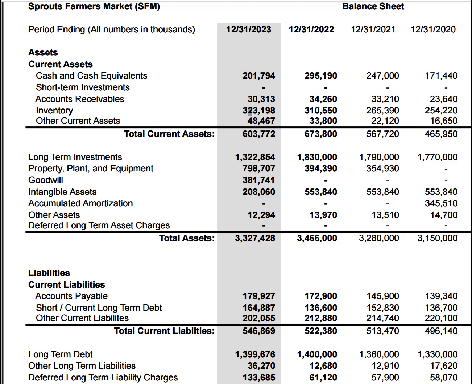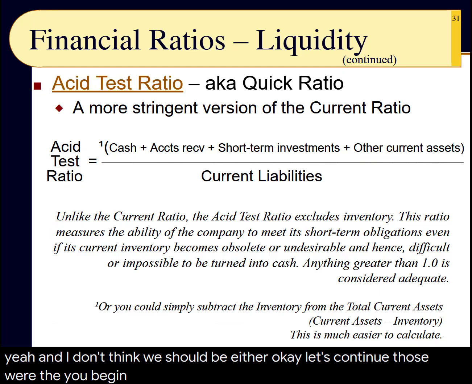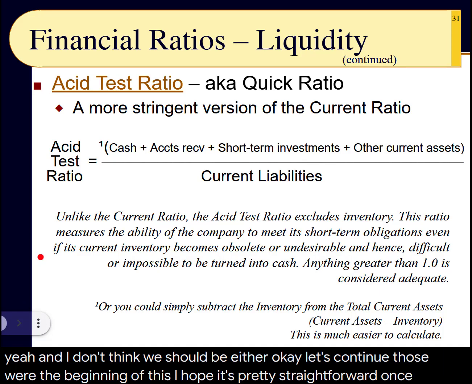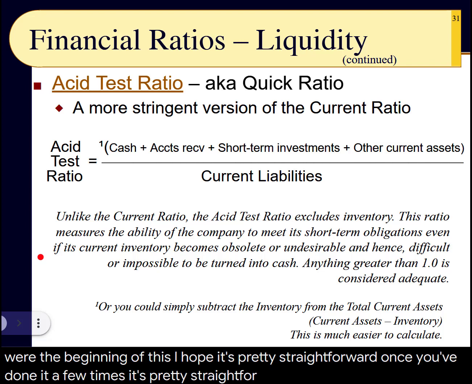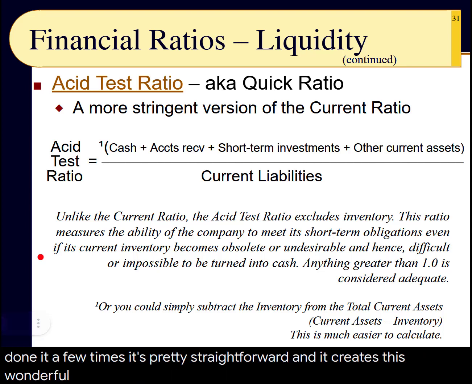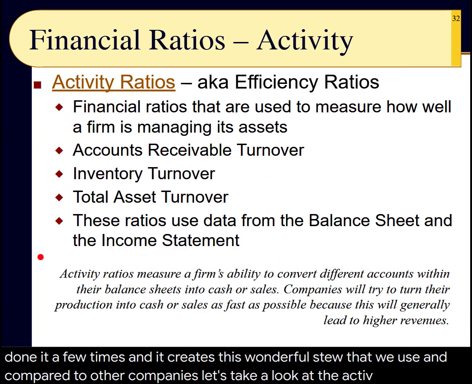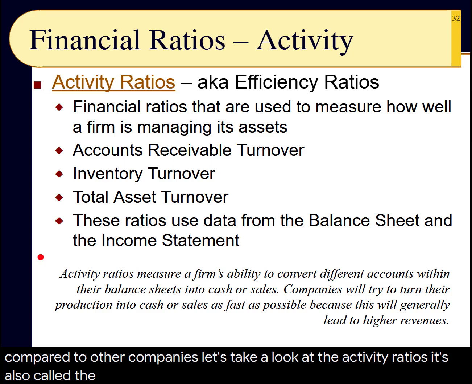Okay, let's continue. Are you getting the hang of this? I hope. It's pretty straightforward. Once you've done it a few times, it's pretty straightforward. And it creates this wonderful stew that we use and compare to other companies. Let's take a look at the activity ratios. It's also called the efficiency ratios.